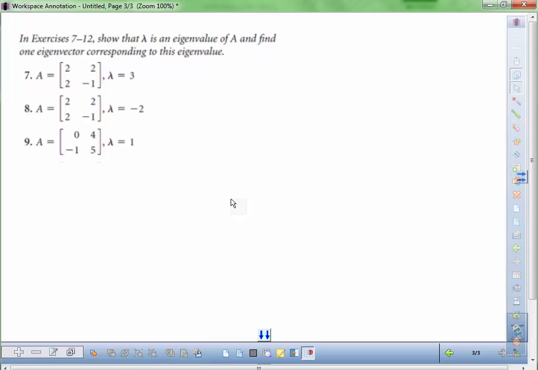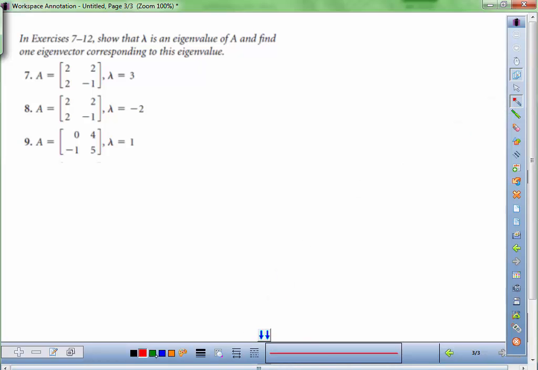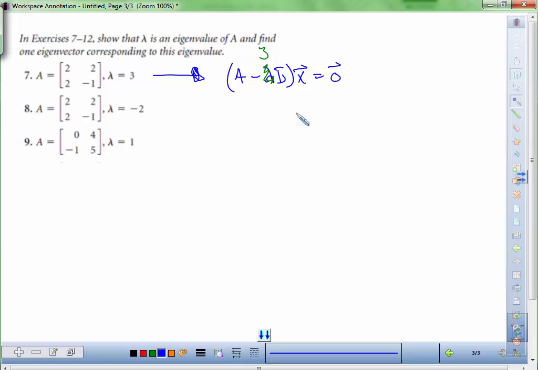So what we want to do is show that lambda is an eigenvalue, and then find one eigenvector corresponding to this eigenvalue. So let's see if we can get this set up. Again, we'll set up the equation A minus lambda I. Well, we know what lambda is, so we might as well put 3 in there, times some unknown vector that we're going to find, set equal to 0.